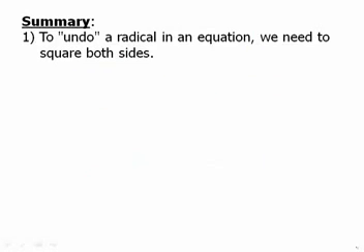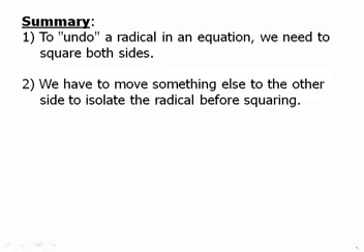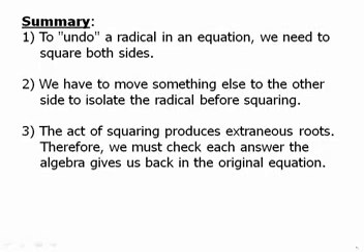In summary, to undo a radical in an equation, we need to square both sides. We have to move something else to the other side sometimes to isolate the radical before squaring. In other words, we need the radical by itself. So if there are other terms on that side with the radical, we need to get rid of them, move them to the other side before we can square. And the very act of squaring produces extraneous roots, therefore we must check each answer the algebra gives us back in the original equation.